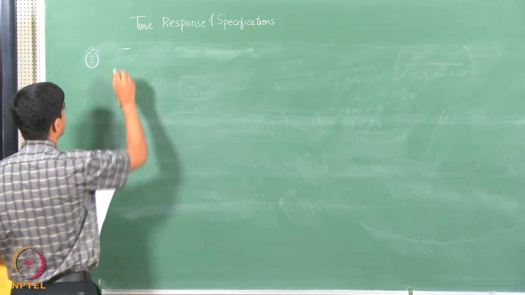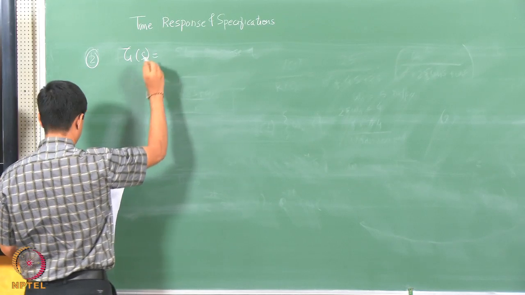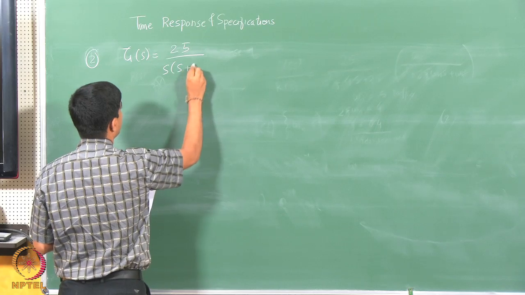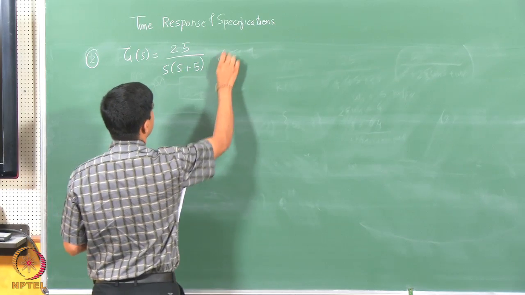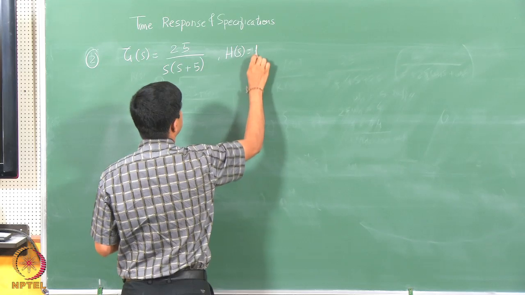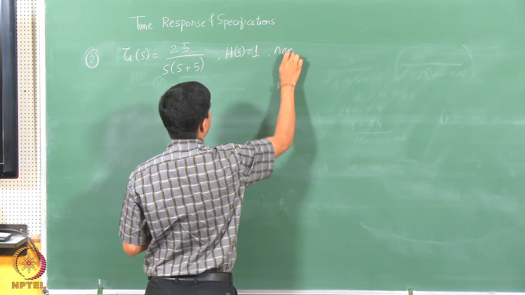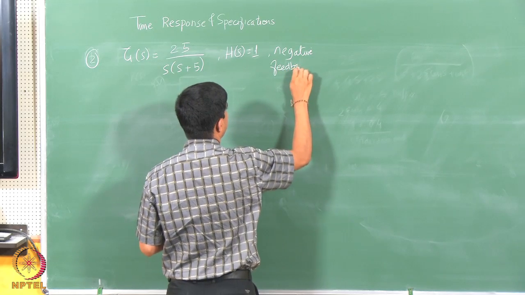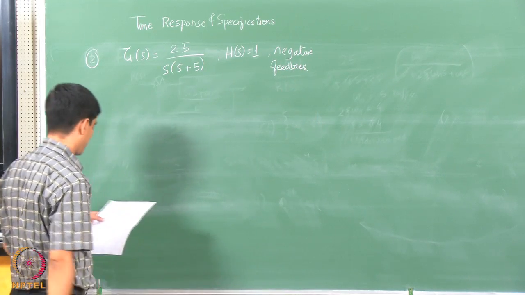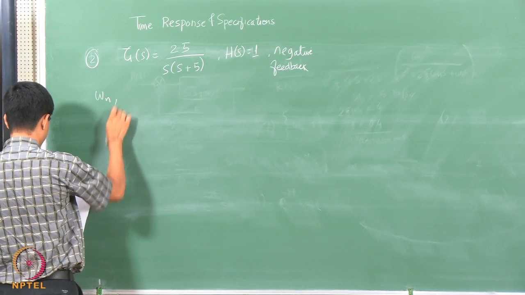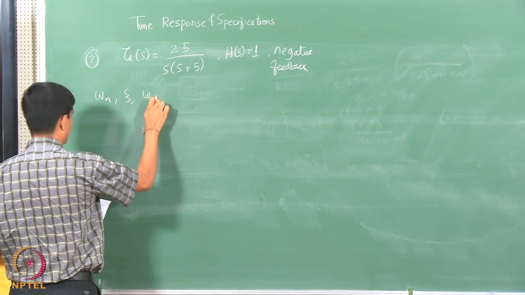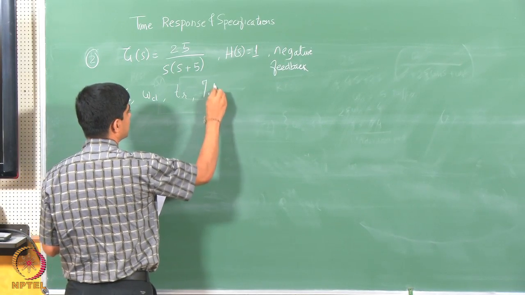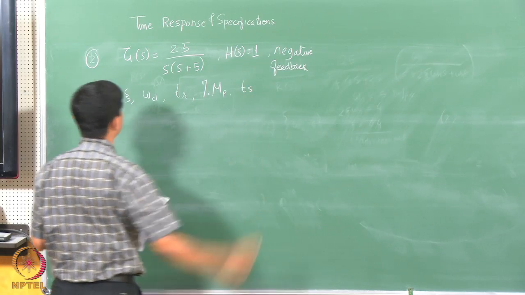Okay, so the next problem, I am given G(s) is 25 over s plus 5, H(s) is 1, and I have a negative feedback. Now, here I have to find out what is omega n, zeta, omega d, rise time, percentage overshoot, and settling time.